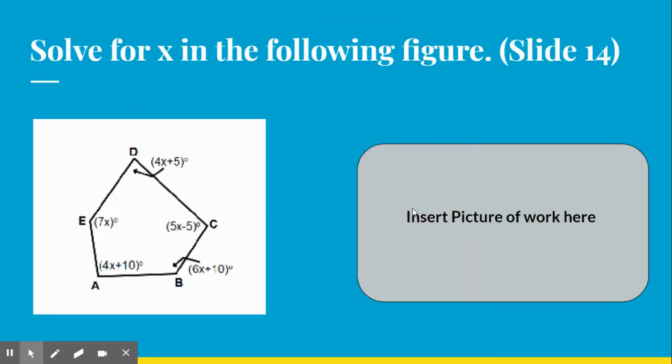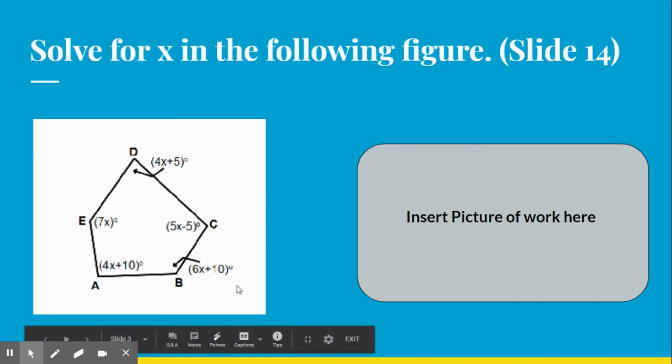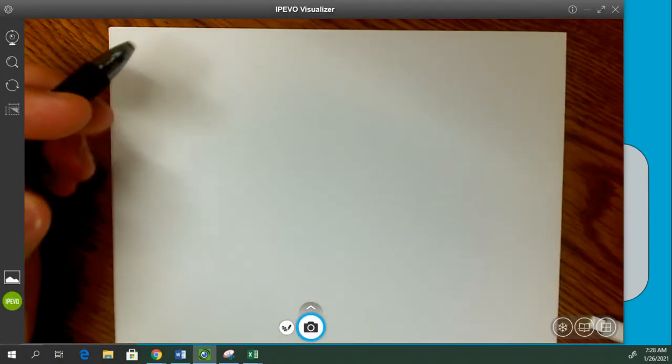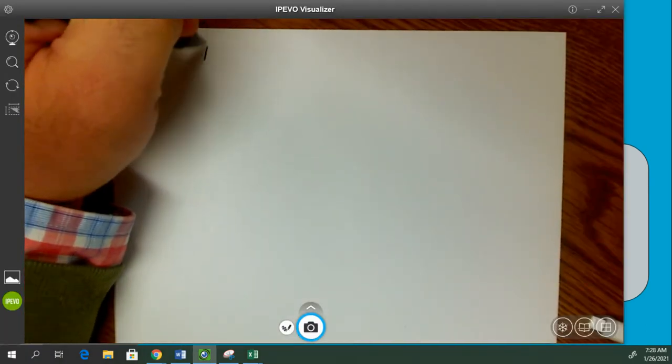Okay, so this one says solve for x in the following figure. And if you go to slide 14, it gives you the steps on how to solve for interior angles. See, all these angles are on the inside. So step 1 says, find the sum of the interior angles. Now I can do this one of two ways. This has 5 sides. So on slide 14, it gives you the formula. It says sides minus 2 times 180. So if I find the sum, this is step 1.